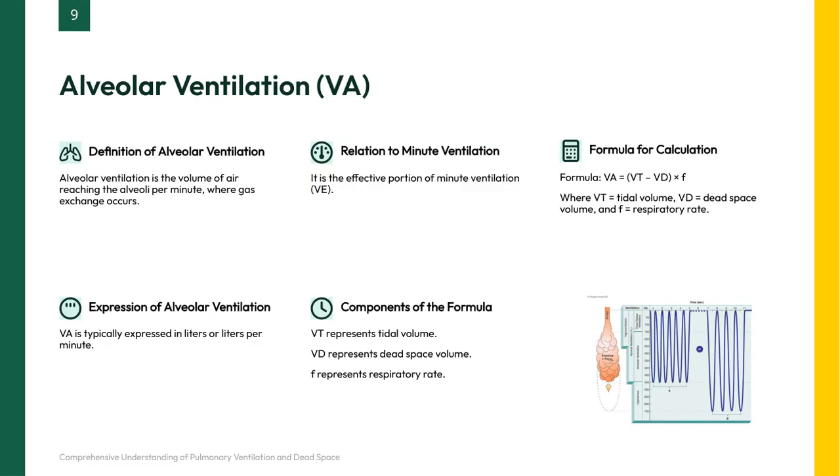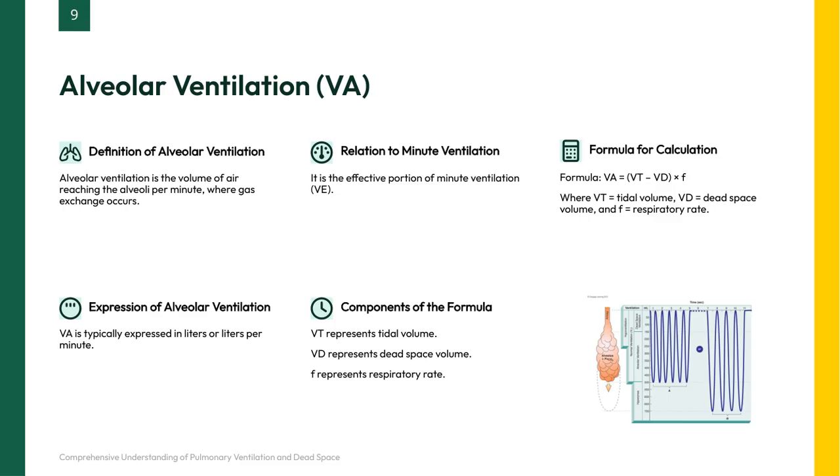Let's take a closer look at the comprehensive understanding of pulmonary ventilation and dead space. First, VT stands for tidal volume, which is the amount of air inhaled or exhaled during normal breathing. VD represents dead space volume, the portion of each breath that does not participate in gas exchange because it stays in the airways. The respiratory rate, F, indicates how many breaths we take per minute.